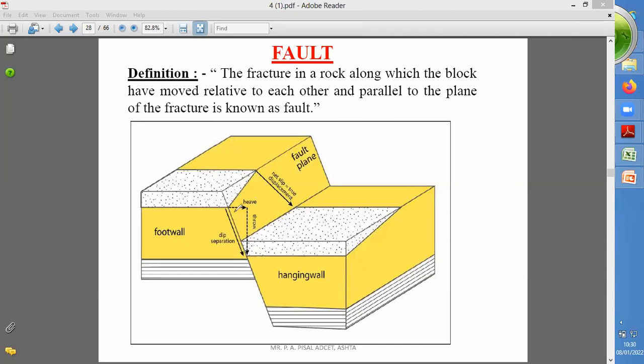Now heave is the horizontal displacement of the block. Okay, heave is the horizontal displacement of the block. Throw is the vertical displacement of the block. And slip is the oblique or relative displacement in between two blocks. That oblique displacement is considered as a slip.